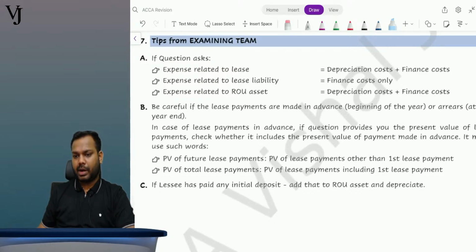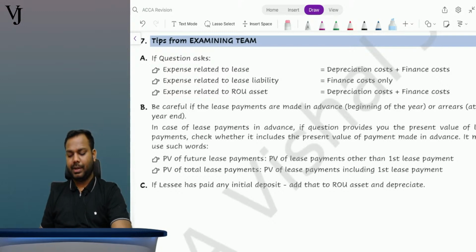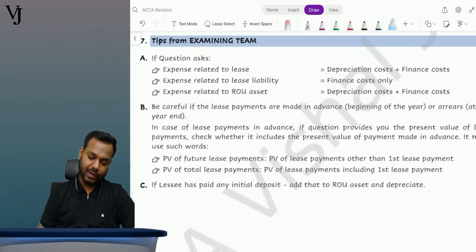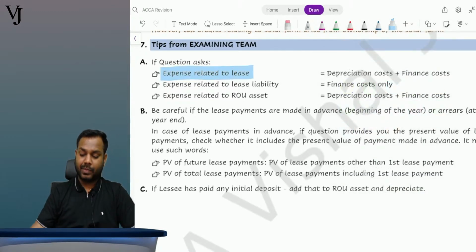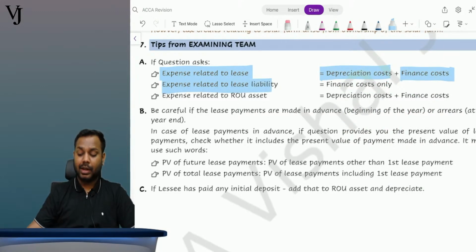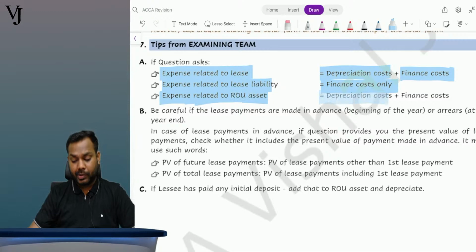Revision in 1 hour and 43 minutes. Tips from the examining team. If the question asks for expense related to the lease, write depreciation cost plus finance cost. If the question asks for expense related to lease liability, you have to write finance cost only. If the question asks for expense related to the ROU asset, then again write depreciation cost plus finance cost.